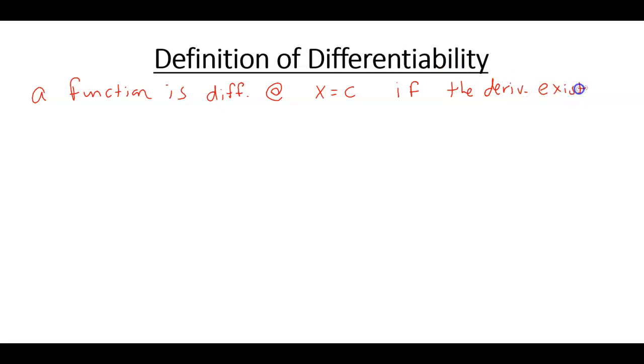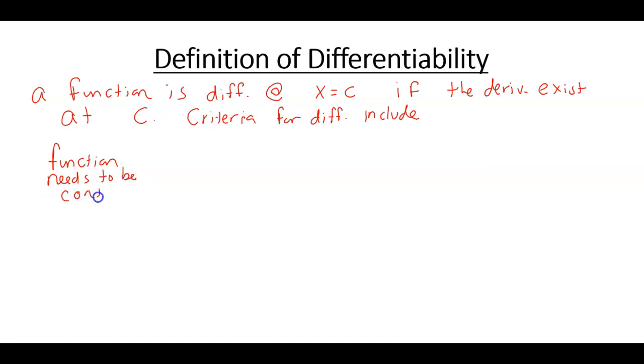The definition of differentiability. What does that mean? A function is differentiable at x equals c if the derivative exists at c. Now there's a couple of criteria that have to be met. So the criteria for differentiability include the following things. First of all, the function needs to be continuous. That means there should be no holes or gaps or jumps.